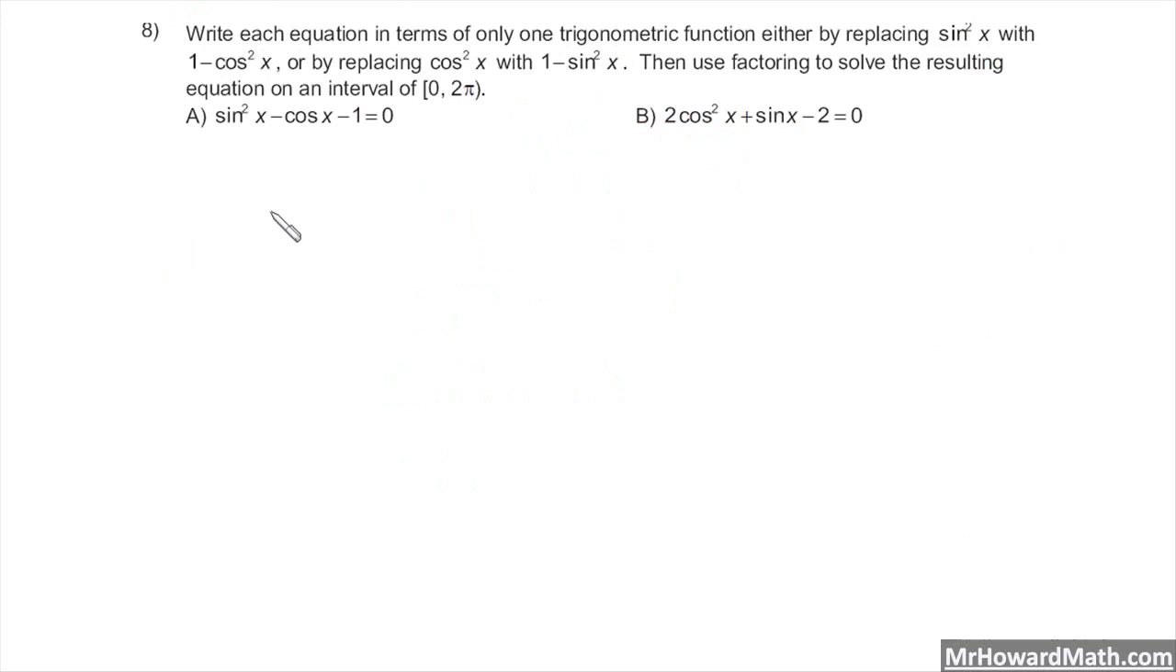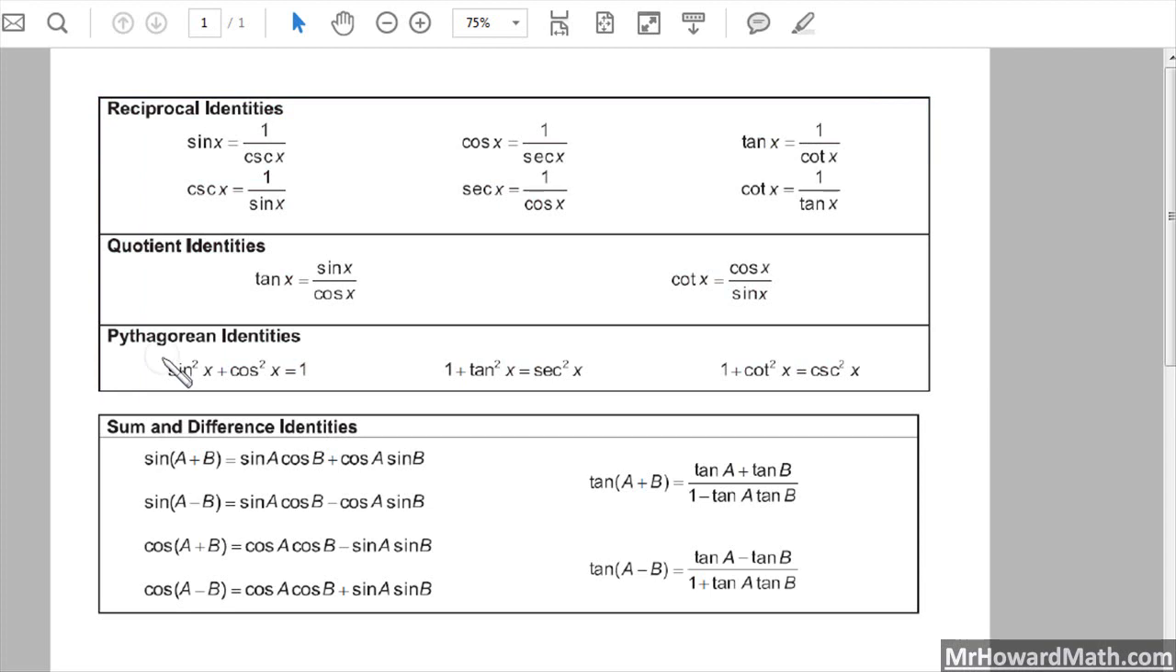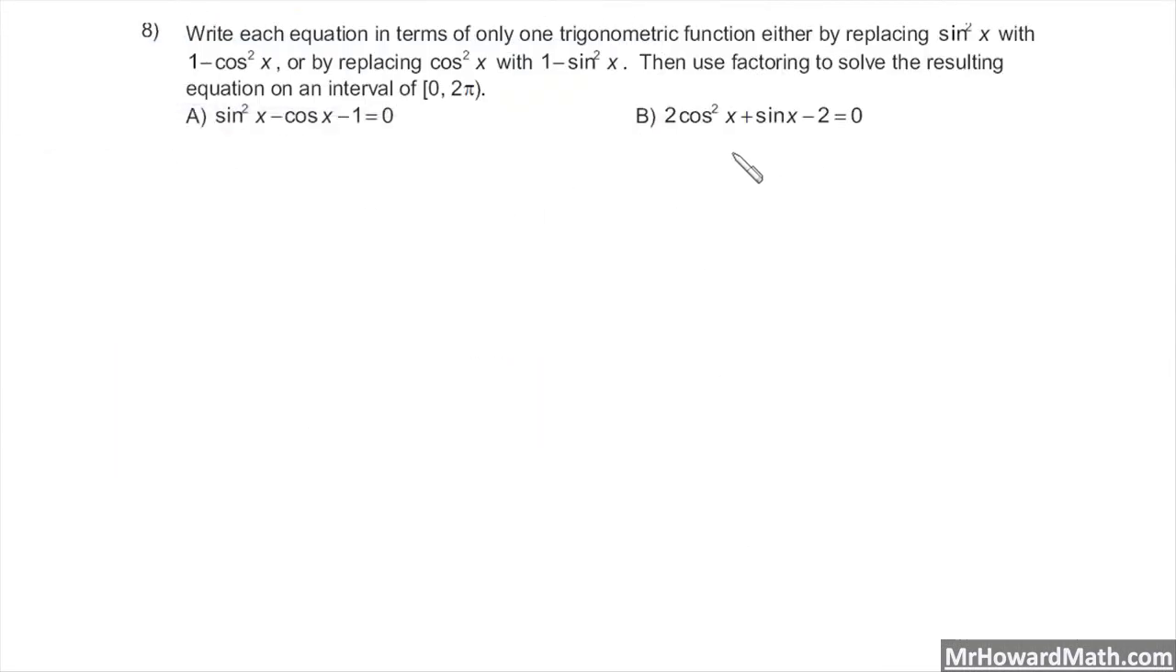All right, last part here, part 8. Write each equation in terms of only one trig function, either by replacing sine squared x with 1 minus cosine squared x or cosine squared x with 1 minus sine squared x. So that's just using the primary Pythagorean identity. That's this one right here, just rearranging it, that's all. Then use factoring to solve the resulting equation on an interval of 0 to 2 pi.